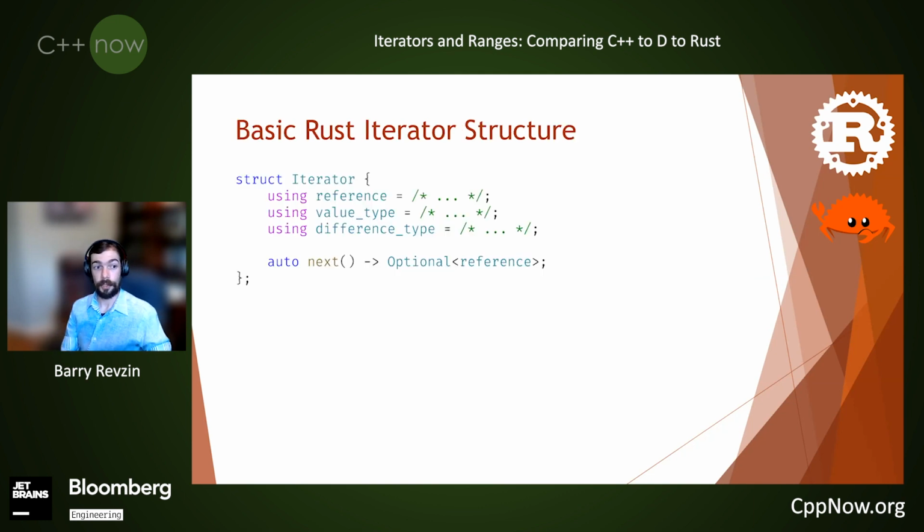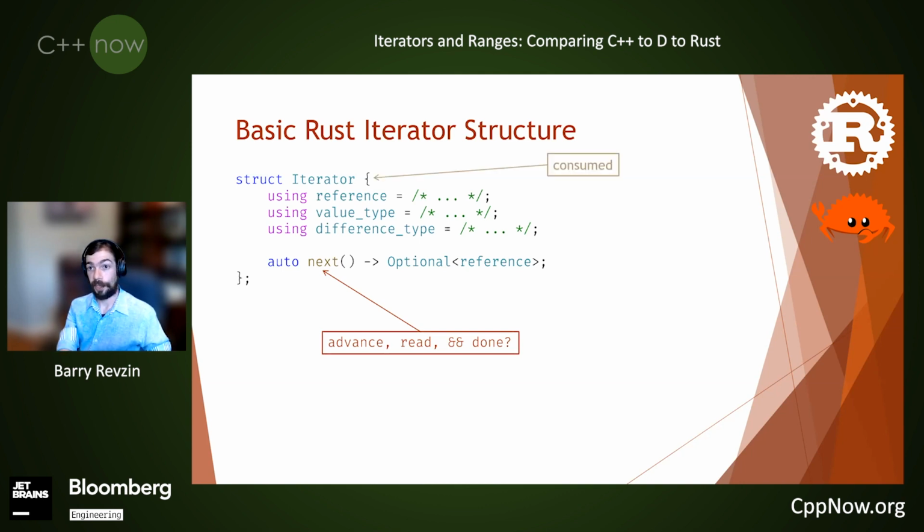So the basic iterator structure in Rust just looks like this. Next is our one-stop shop for everything: advance, read, and done. And we have a single type that is consumed as we iterate through it. So just for consistency, to count things up, we have one type, we have one function. And there's not that much less that is possible to do than just to have one of each.